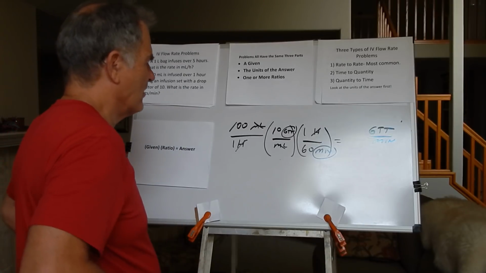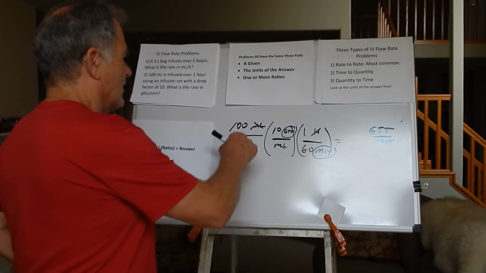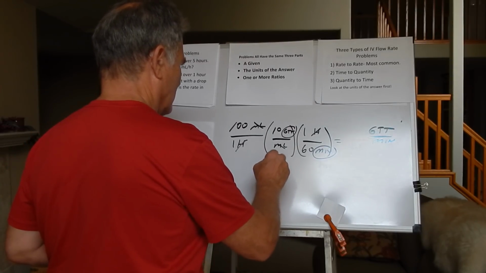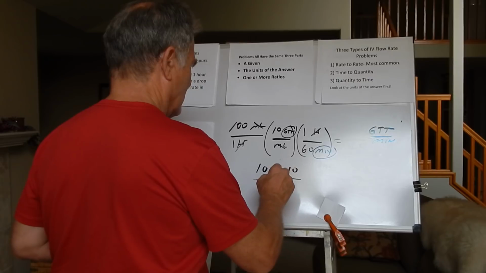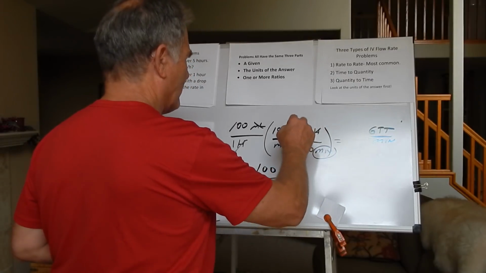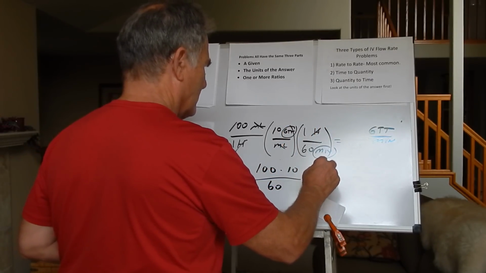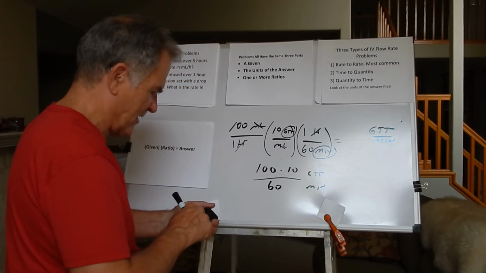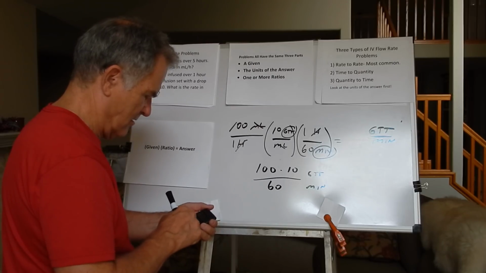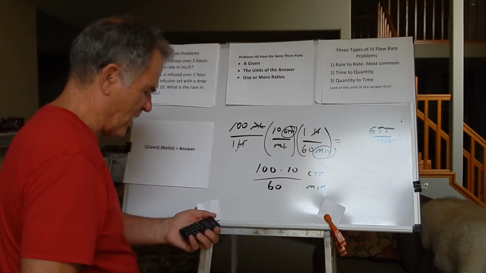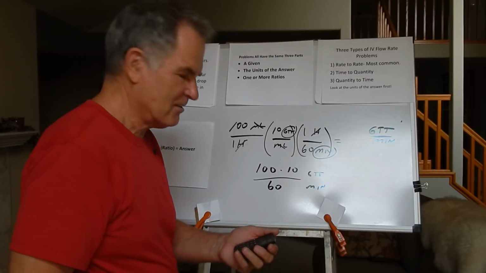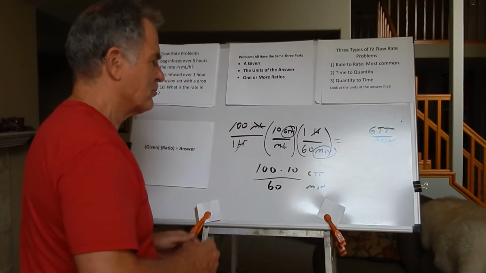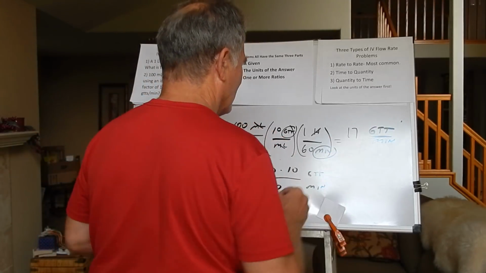Now we can do the calculations. So you have 100 times 10 divided by 60. And then you have your units of drops per minute. So that's going to be 1,000 divided by 60. So rounded up to 16.66 or 16.67. So you can round that to 17 drops per minute. Okay.